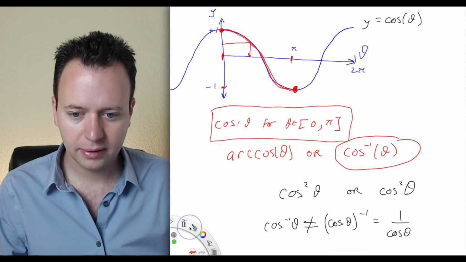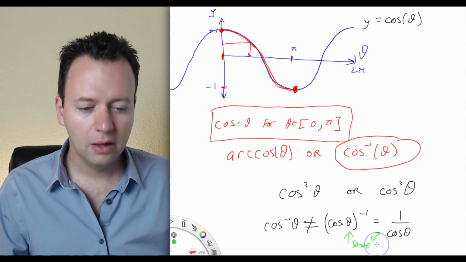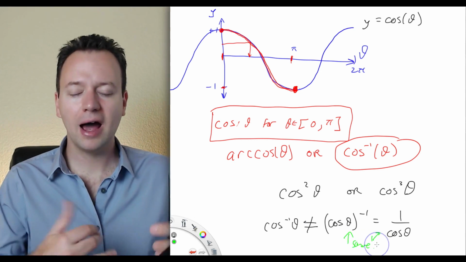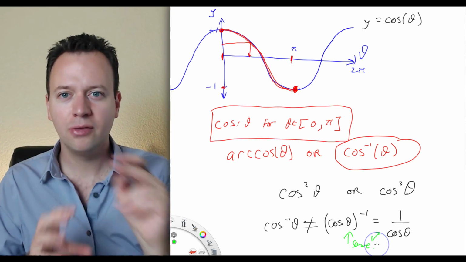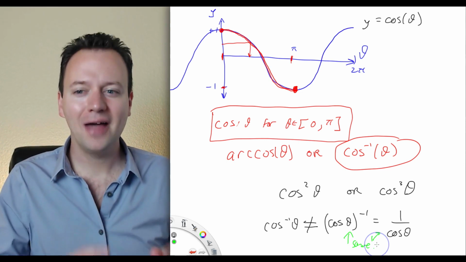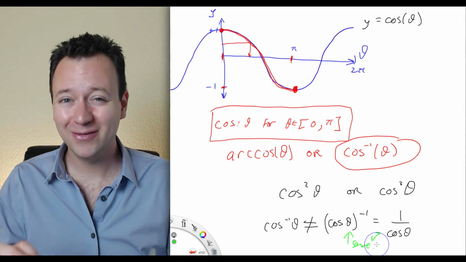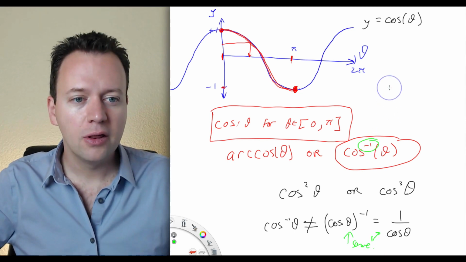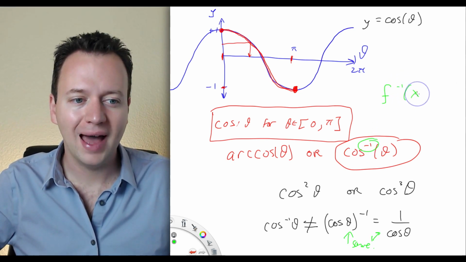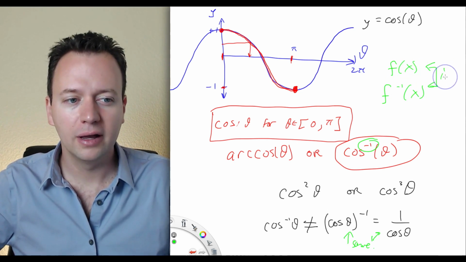So these two are the same, right? Because when you raise something to the -1 power, you're taking the reciprocal. So cosine -1 theta is not the reciprocal of cosine of theta. This is reserved specifically for the inverse function. So when you see the -1 up here, think of it like f inverse of x. So we had f of x and f inverse of x are inverse functions.